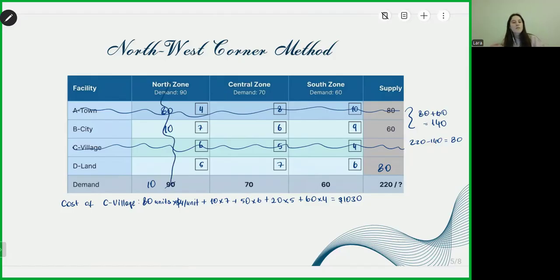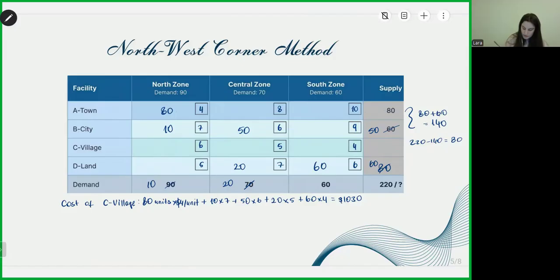I'm going to go one next because that's now my northwestmost corner. 10 I already wrote, so this is going to be 50. 50 is less than 70, so I can write 50 here. But I'm going to cross B city now because I have used all its supply. And then I go down because that's my next northwestmost corner. I have already used 50 here, so 20 left. So I'm going to write 20 here because 20 is less than 80. And then what have I left here? 60, 60. So I'm going to write 60 here. Okay, so to see better, I'm going to erase these ones.